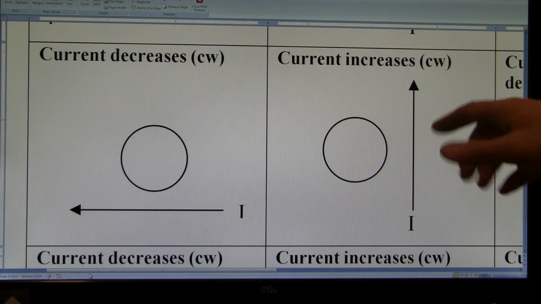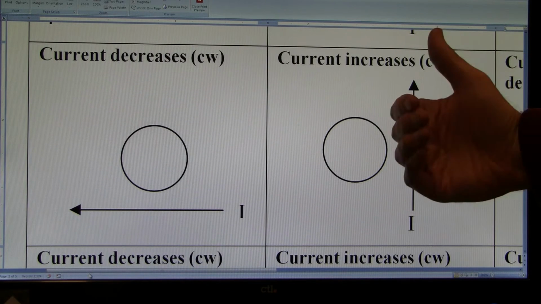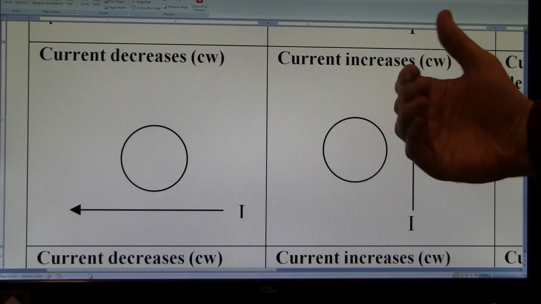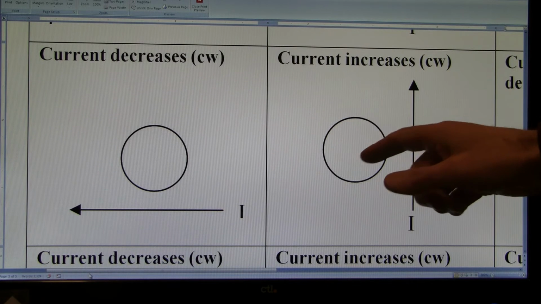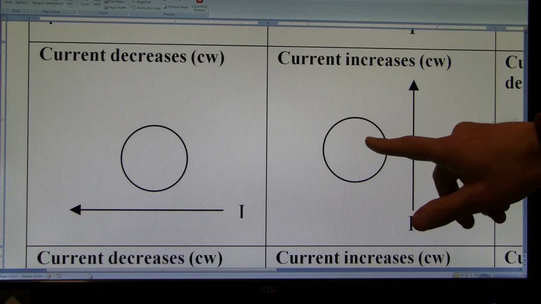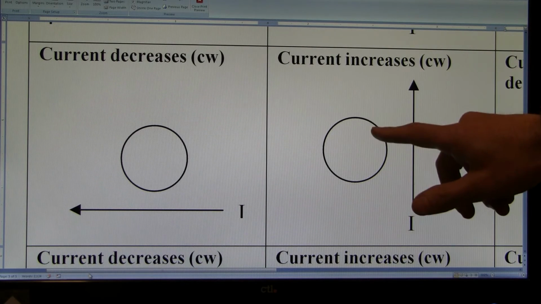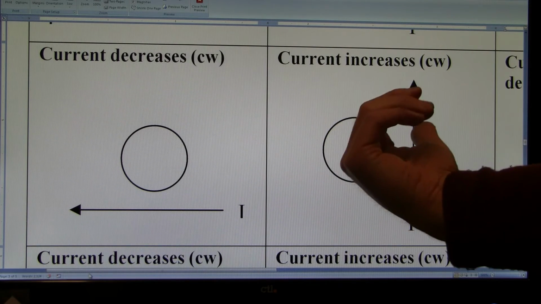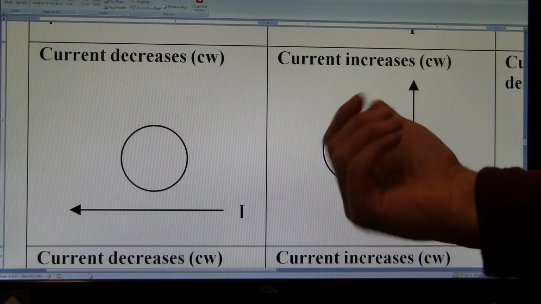This guy is creating flux out of the page on that side, into the page on the right, out of the page on the left. We've got out of the page, it's increasing, so we are gaining flux out of the page where this loop is, right? If we gain flux out of the page, we oppose it by creating flux into the page.